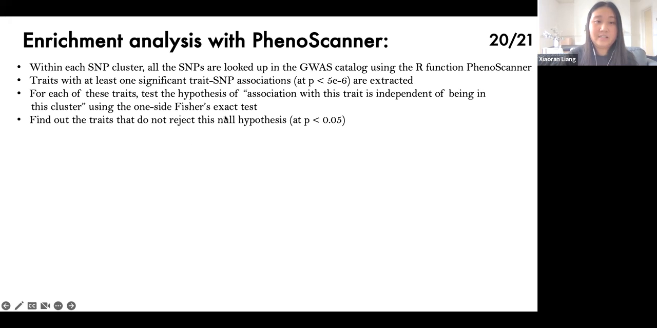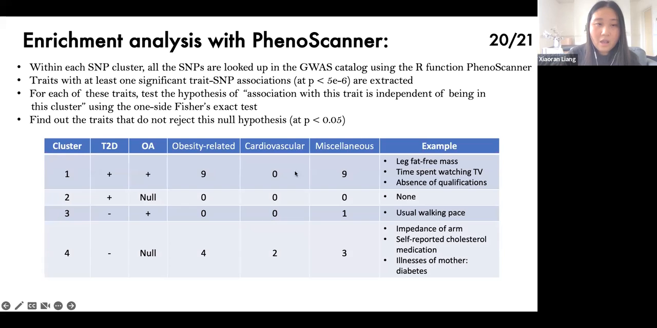If the null hypothesis is rejected by this test, then we can say that SNPs in this given cluster are correlated with this trait more than SNPs in other clusters. Or in other words, this given cluster is enriched with SNPs that are associated with this trait. For all the traits that get rejected by the Fisher's exact test, we classify them into three categories: the obesity-related traits, cardiovascular traits, and miscellaneous.